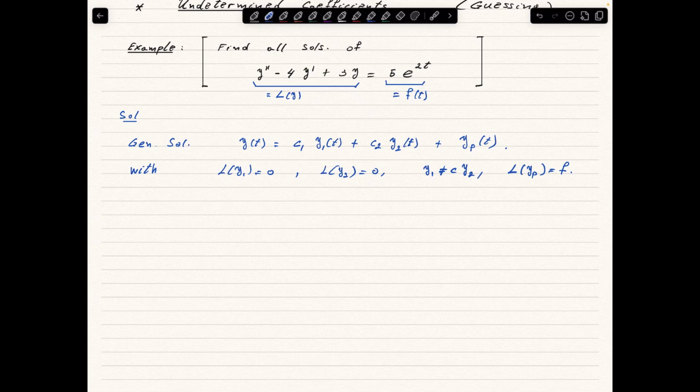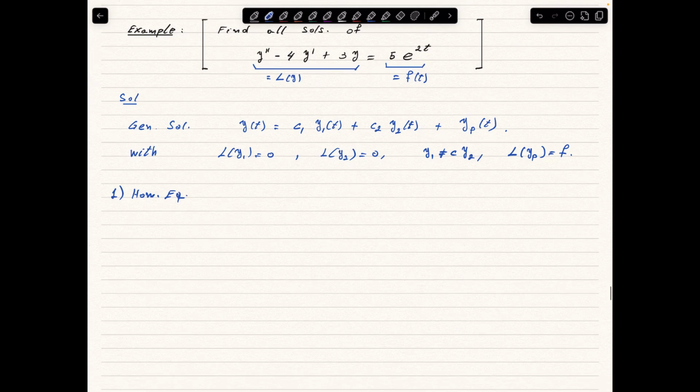So let's start with the homogeneous equation. How do we find the solutions to that equation? Well, the homogeneous equation, recall, is L of y equals 0. We want to find a fundamental solution to that equation, so the equation is y double prime minus 4y prime plus 3y equals 0. We are solving the homogeneous equation. And what do we do? We guess. We get solutions of the form y of t equals exponential rt.